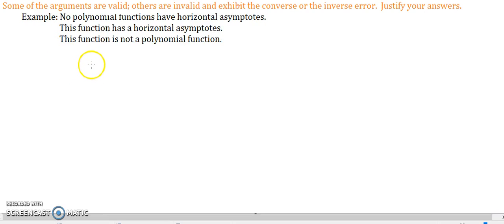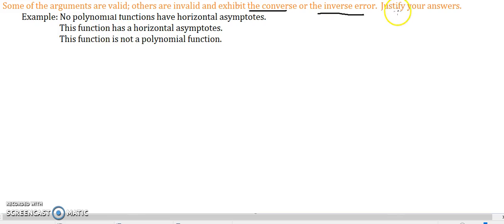This problem is similar to what we did before. Given an argument, we want to determine if this argument is valid or invalid. If it's invalid, what kind of error does this argument have? So it's either the converse error or the inverse error. So we need to determine that, and also justify our answers if it's valid.